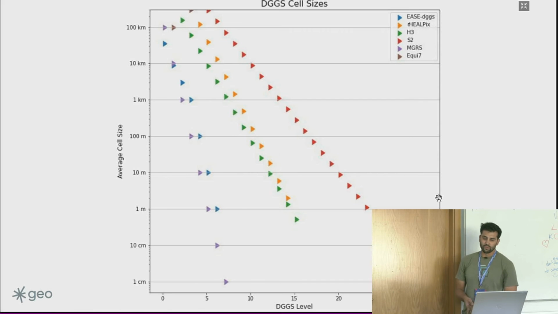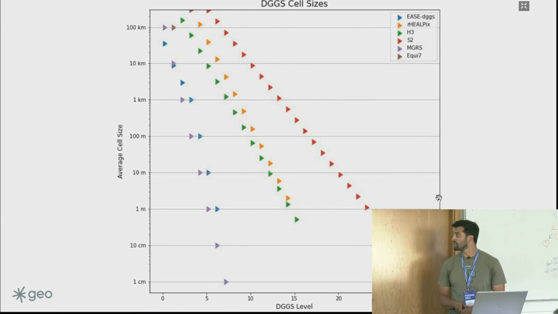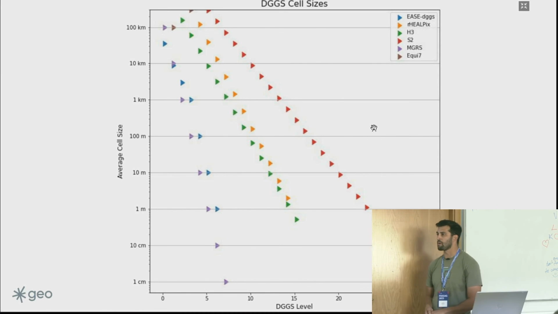So what we did was we wrote some code and grabbed other people's code, as one does, and looked at the DGGS level as well as the cell size contained within these levels. And we turned it into a log graph. But what I wanted to highlight here was where these lines line up. This is where we get interoperability between the grid systems.